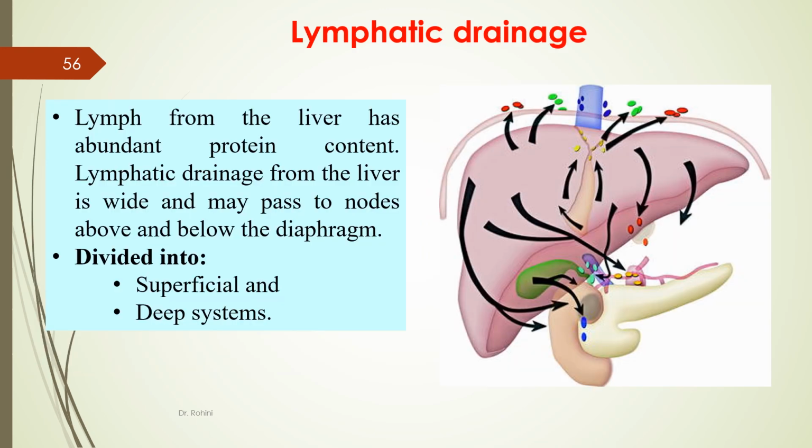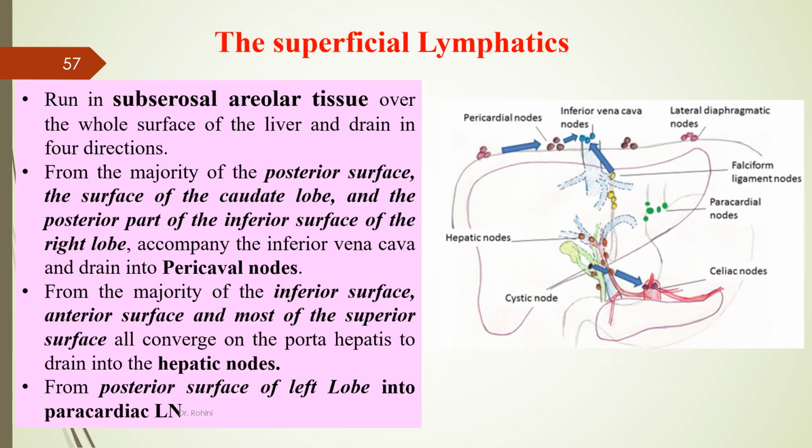So the liver as such produces a large amount of lymph, about 1/3 to 1/2 of all body lymph, and the lymph here has an abundant protein content. The drainage from the liver, or the efferent vessels you can say, may pass above and below the diaphragm. So we divide the lymphatics into superficial and deep. The superficial lymphatics of the liver drain in 4 directions.